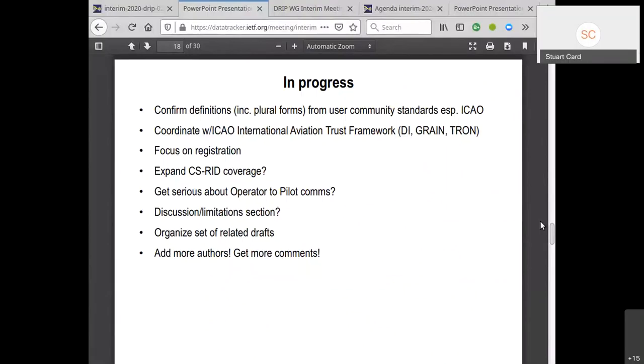We are not in a position to get serious about observer to pilot comms, other than in the sense that, yeah, we should document some use cases to justify why this is a useful function. And if we find that there are no such use cases, then we abort. I think we will find that there are such use cases, but I guess the next task in that area is the use cases rather than the protocols.